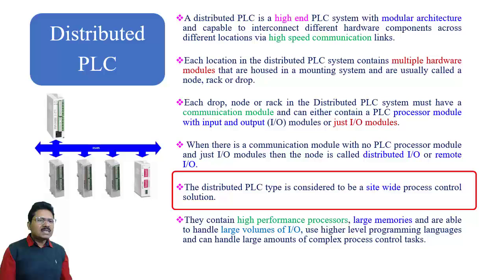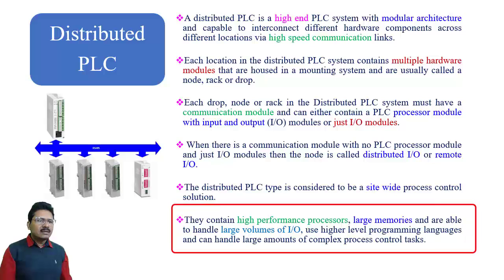The distributed PLC type is considered to be a site-wide process control solution because each distributed part is normally responsible for controlling a particular full site of the process. They contain high performance processors and large memories, and are able to handle large volumes of IOs using higher level programming languages, and can handle a large amount of complex process control tasks.